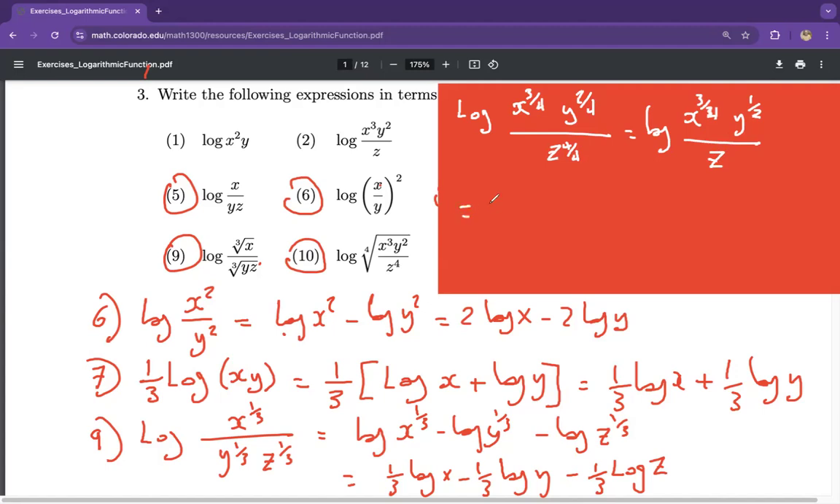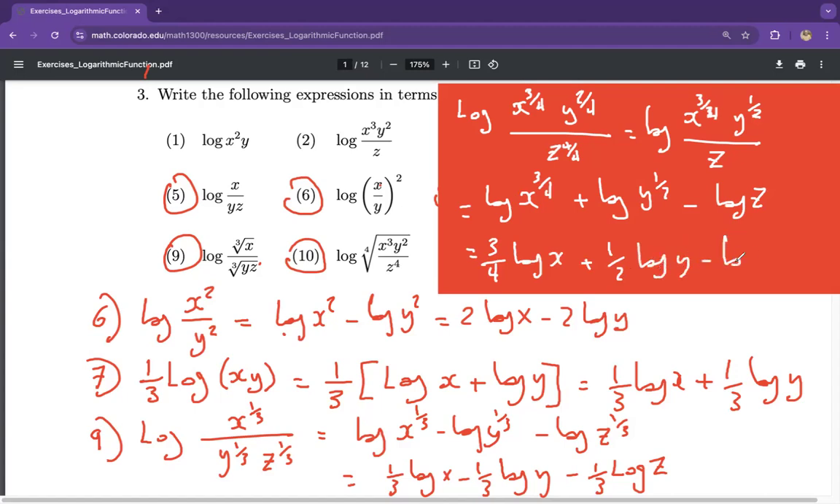And therefore this becomes log x to the 3/4 plus log y to the half minus log z. So 3/4 log x plus 1/2 log y minus log z, and that's your final answer for that. Does that make sense?